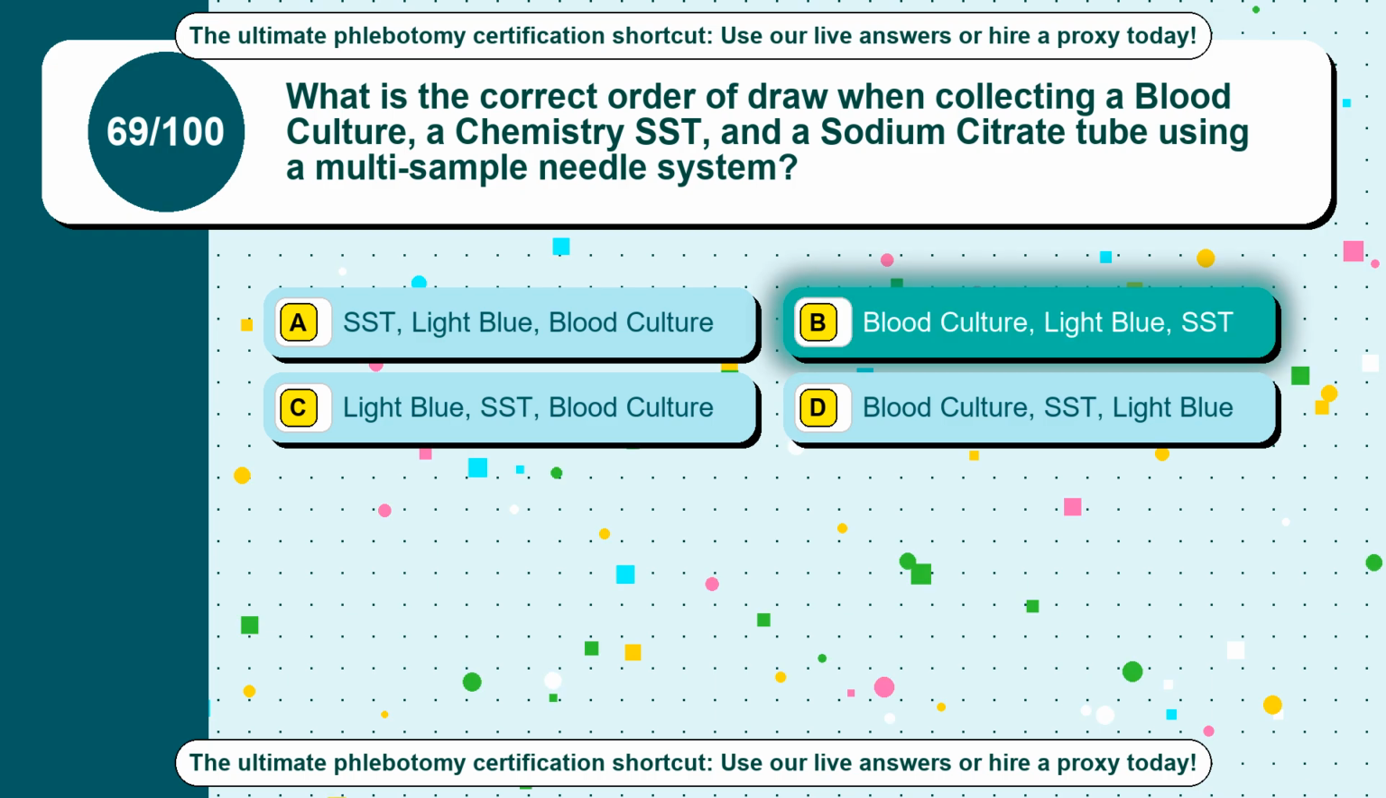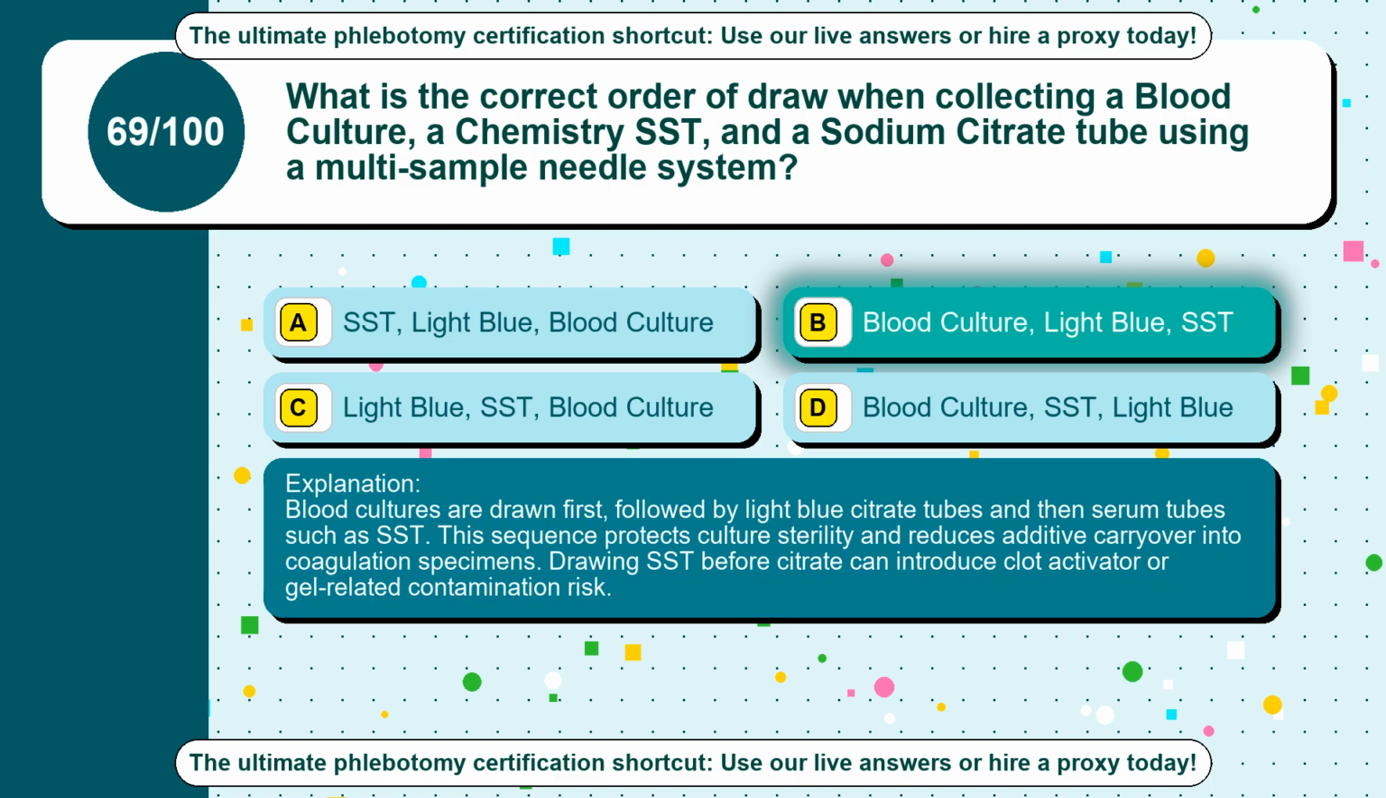Blood culture, light blue, SST. Blood cultures are drawn first, followed by light blue citrate tubes and then serum tubes such as SST. This sequence protects culture sterility and reduces additive carryover into coagulation specimens. Drawing SST before citrate can introduce clot activator or gel-related contamination risk.